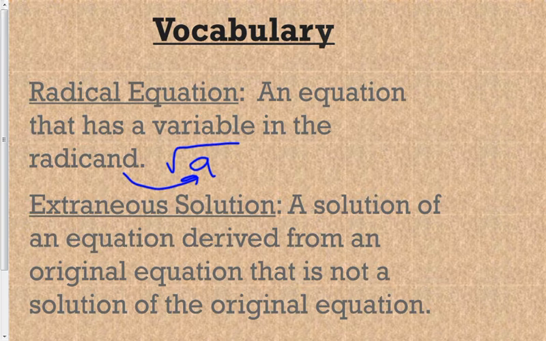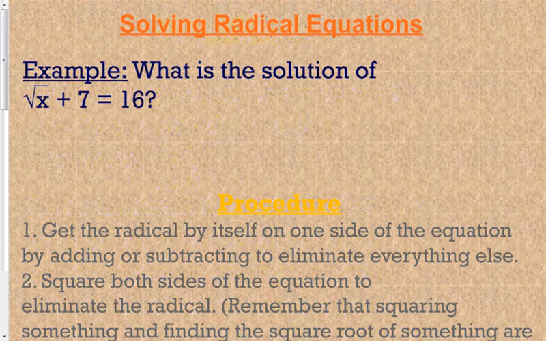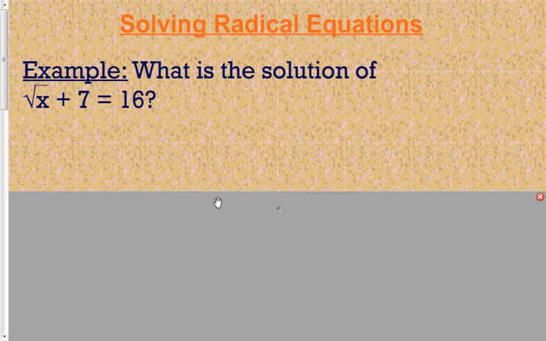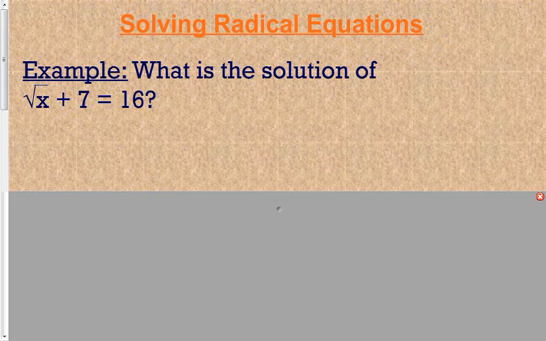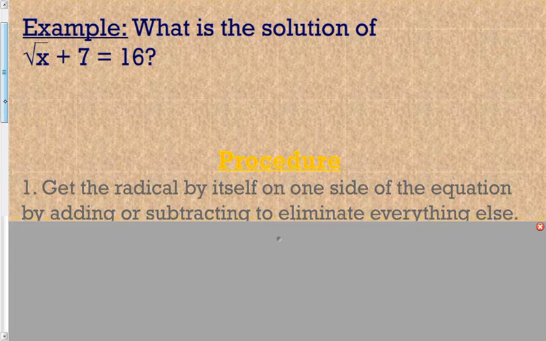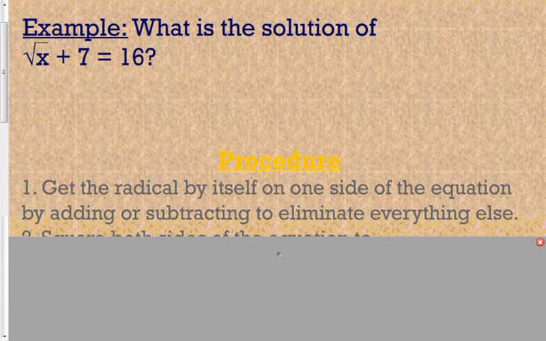it doesn't actually work. Which is weird. It does not happen often, but it happens with these radical equations. So let's start with solving radical equations. Here's an example. What is the solution of the square root of x plus 7 equals 16? Well, we're going to work through that example after going through the steps for solving a basic radical equation.